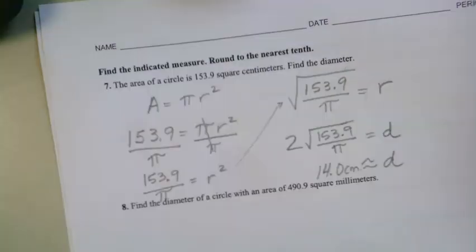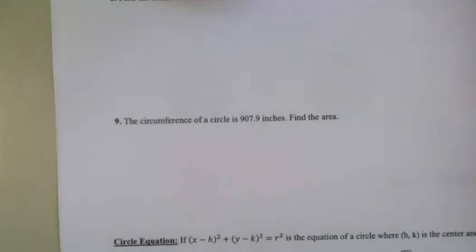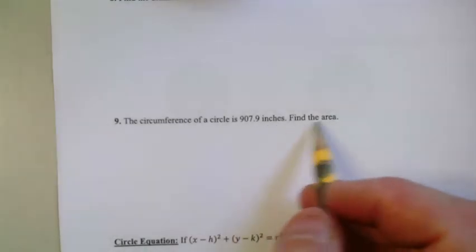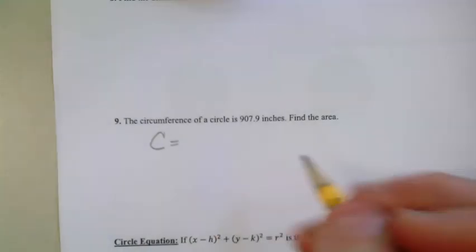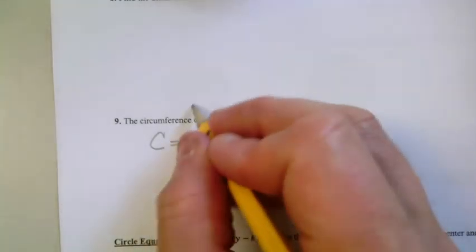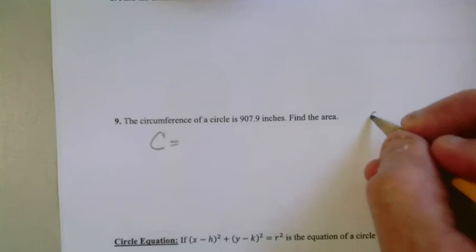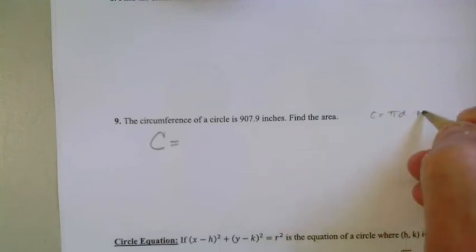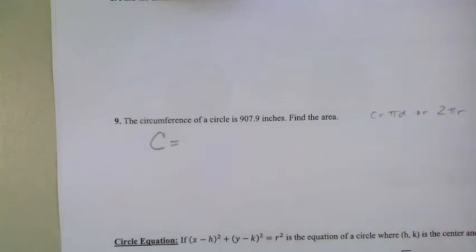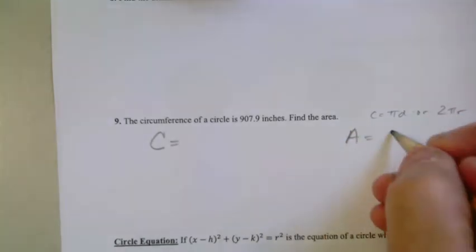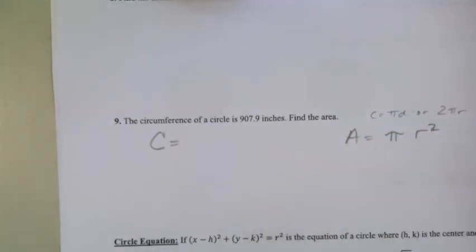All right, now for the last problem, we're going to go ahead and take a look at this one right here. The circumference of a circle is 907.9. Find the area. So I'm going to talk about circumference. Now we can use pi d, so circumference could be pi d, or 2 pi r. Since the area formula requires us to use the radius, pi r squared, I'm going to use 2 pi r.